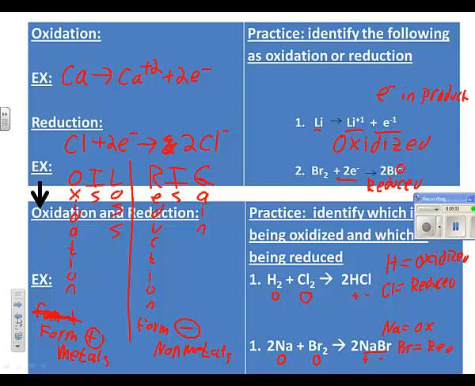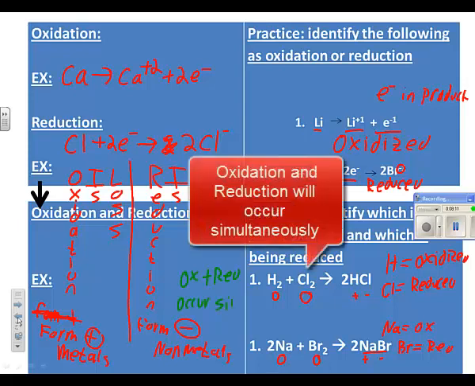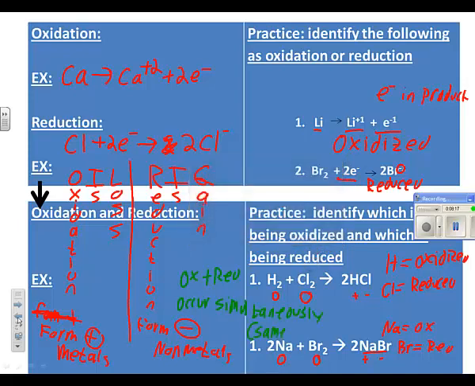So you see, because of our conservation of mass, oxidation and reduction occur simultaneously, which means at the same time. You can't have one without the other, otherwise you've created charge or you've lost random electrons. You just can't do that. So they're always going to occur simultaneously at the same time.